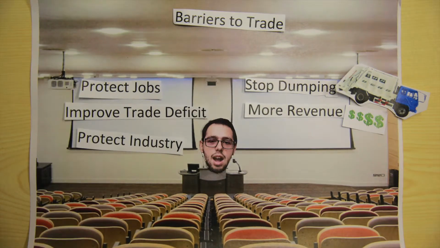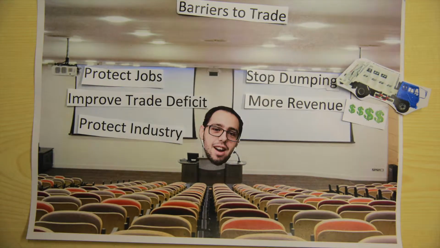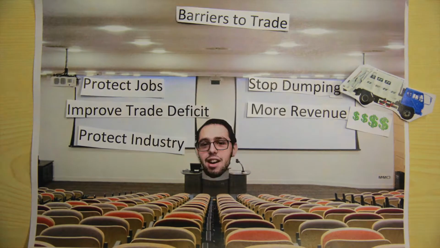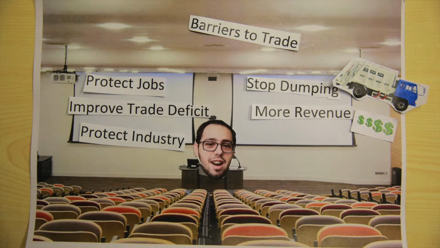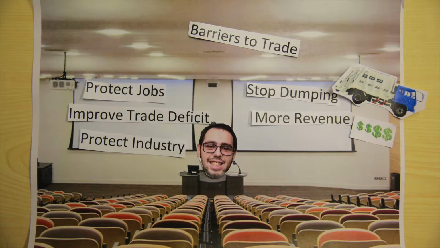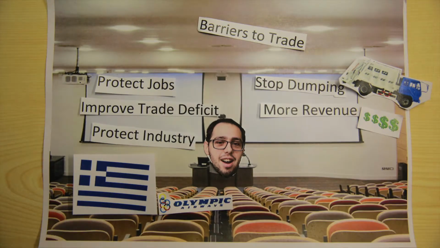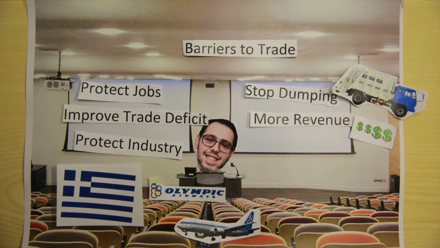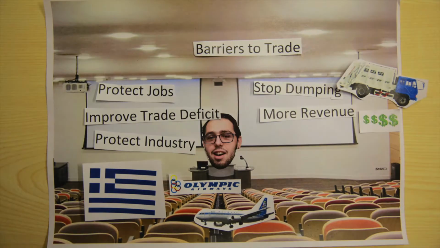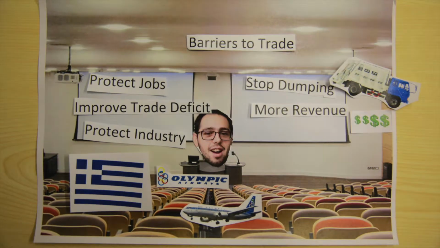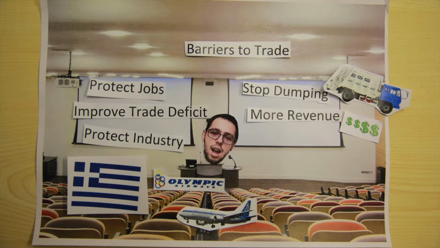Furthermore, they improve trade deficits and equalize exports to imports by making imports more expensive and exports more competitive. Thirdly, they use trade barriers to protect infant industries or senile industries. Countries want to give newly developing industries time to grow and become more competitive. Or, in the case of senile industries, they want to help their old industries to become more competitive in the global market. An example of this is the Olympic Airways.